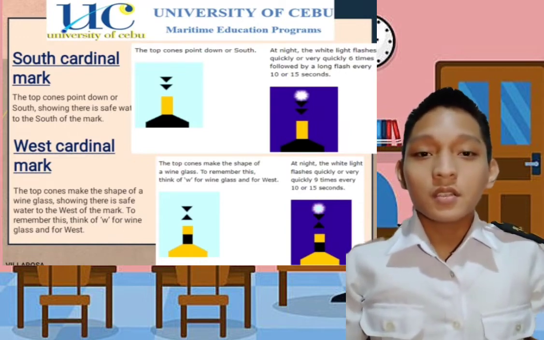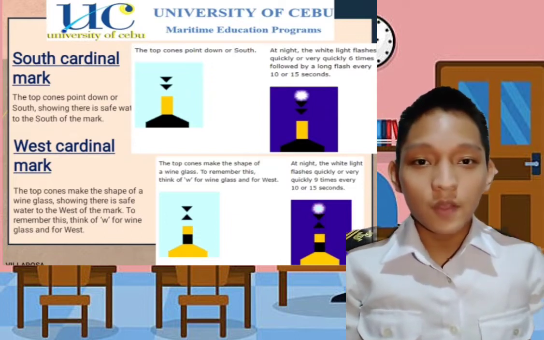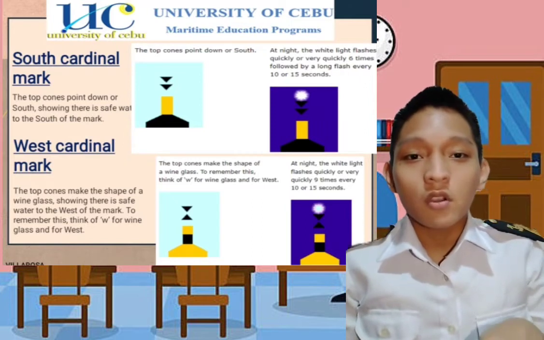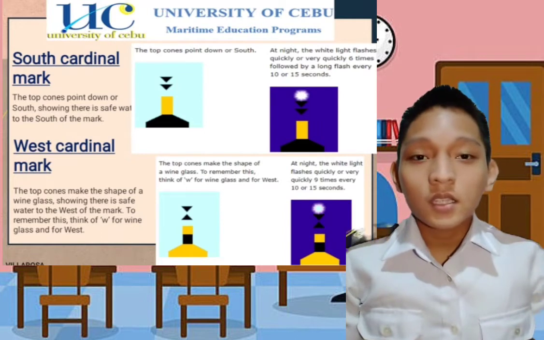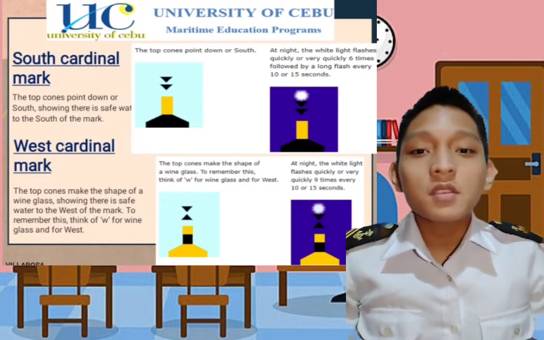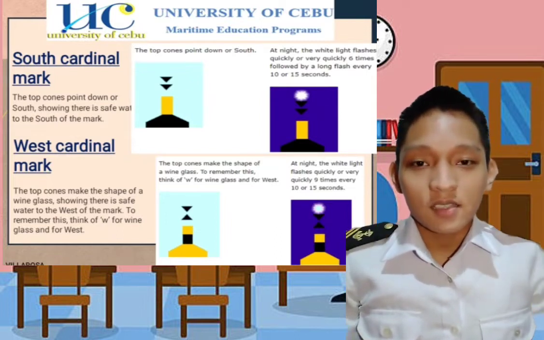Then after would be the south cardinal mark. The south cardinal mark shows that there is safe water to the south of the mark. The top cones point downwards to south. And at night the white light flashes very quickly 6 times followed by a long flash every 10 or 15 seconds.